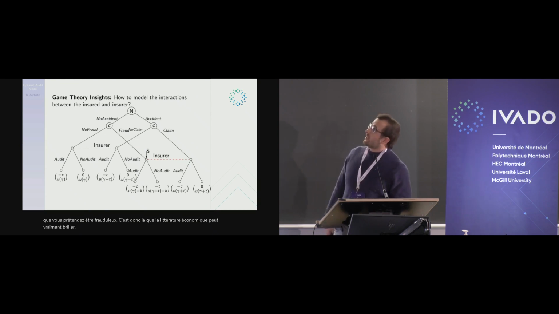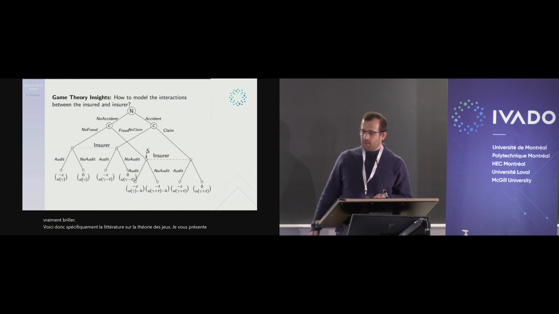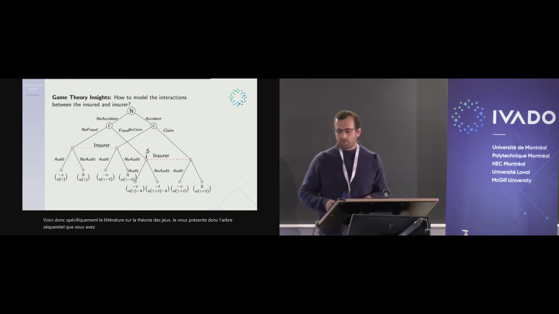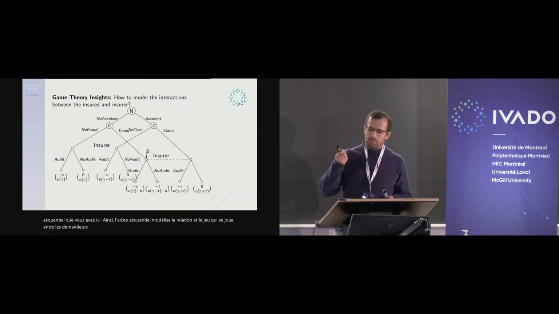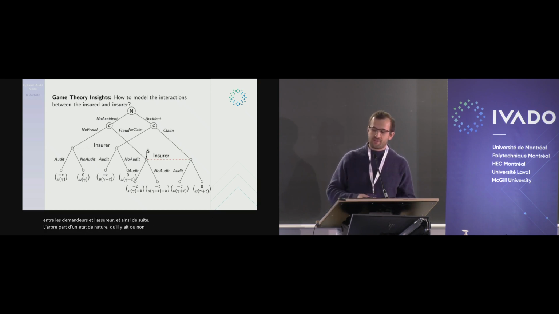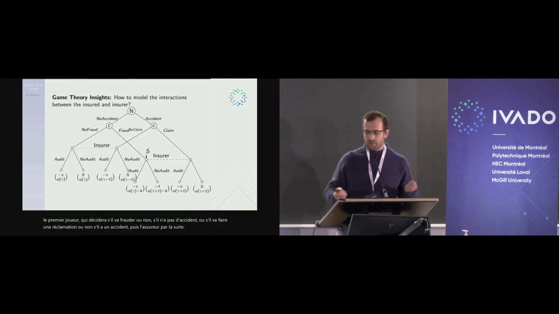Here, specifically game theory literature. So I present to you the sequential tree that you have here. The sequential tree models the relation and the game that is played between the claimant and the insurer. The tree starts with a state of nature. Given an accident or no accident, the claimant, which is the first player, will decide whether he's going to fraud or not if he has no accident, or whether he's going to claim or not if he has an accident. And then the insurer subsequently will decide to modify his audit policy or not.